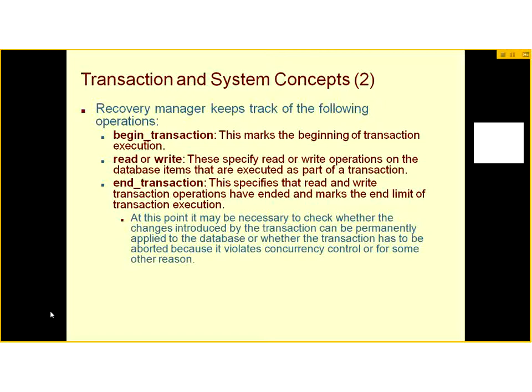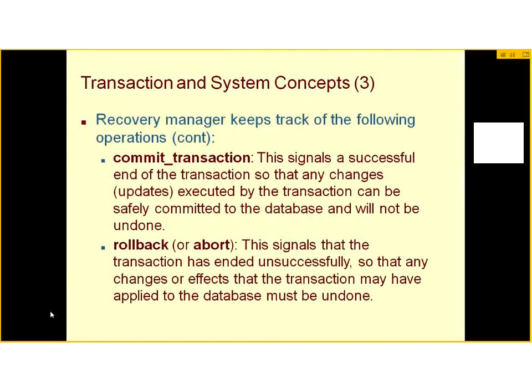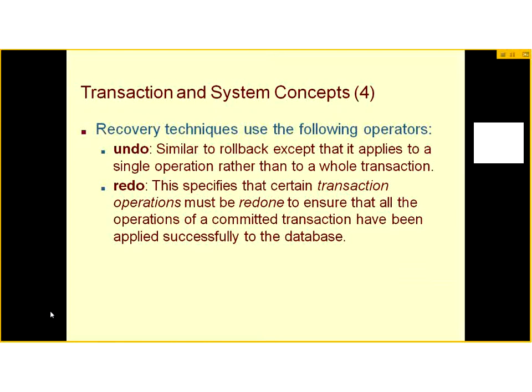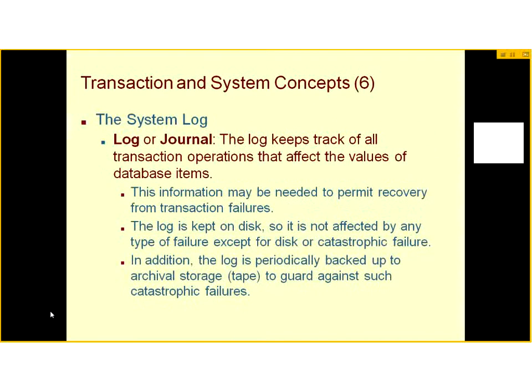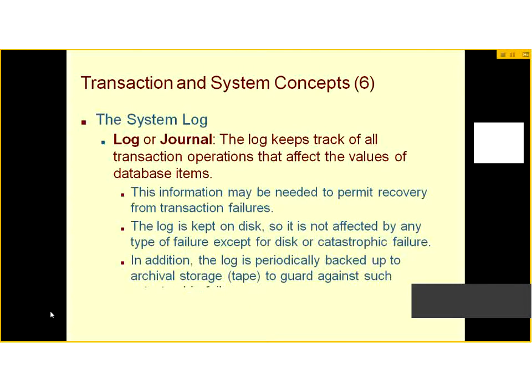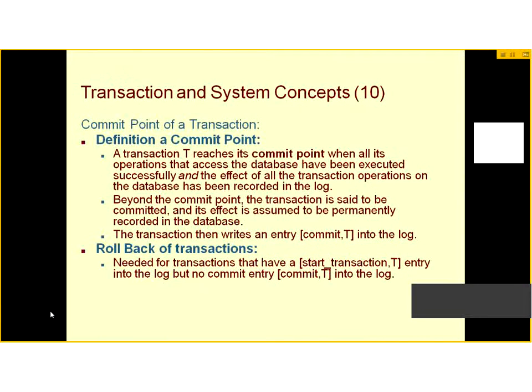And then the questions can be like which operations the recovery manager keeps track of, and what is commit transaction, what does it mean, and what is rollback. What is the purpose of rollback? Why are we using this option? Why does the recovery manager have this option, and why is commit transaction necessary? So undo and redo, how is undo different from rollback? Then why is the system log maintained?